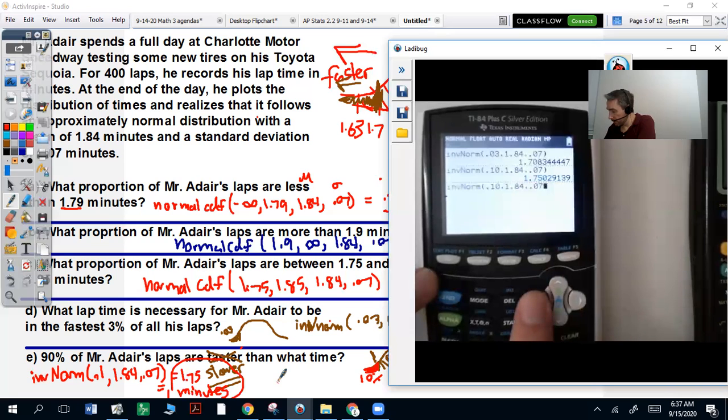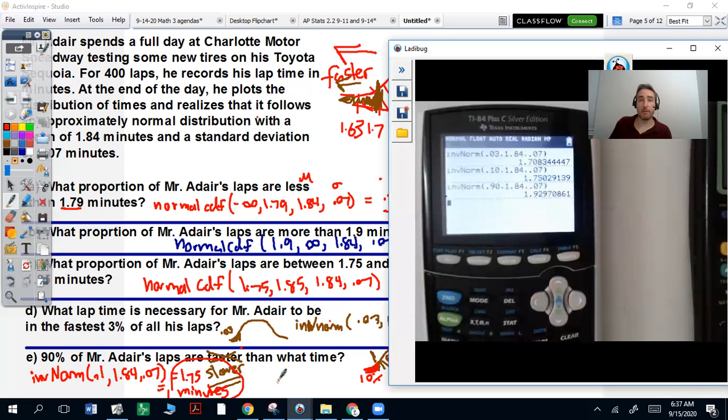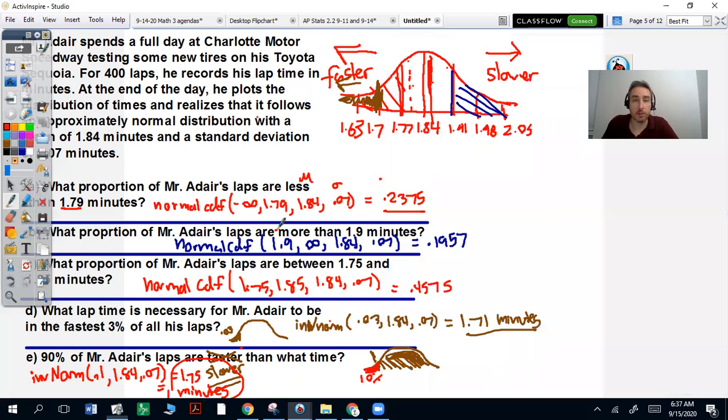If that were 90%, 90% would be faster than 1.93 minutes, but 90% would be slower than 1.75 minutes. So kind of one end or the other of the curve. So hopefully that's a good visual for helping you understand some of the calculator tricks that we can use.